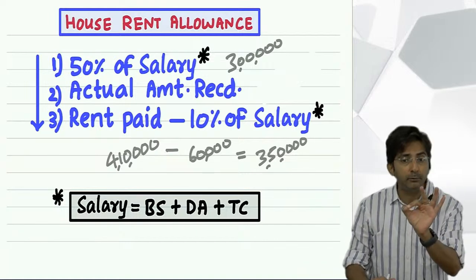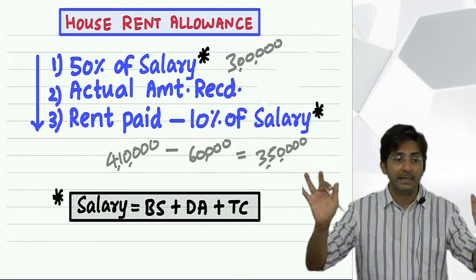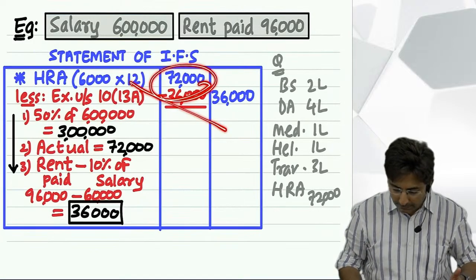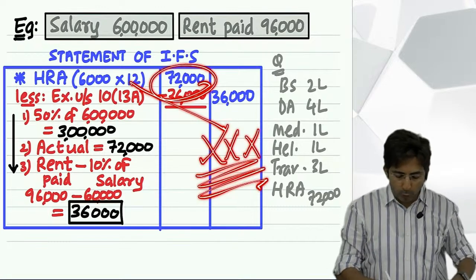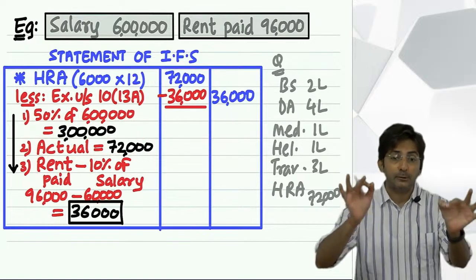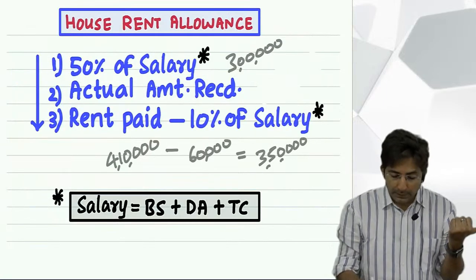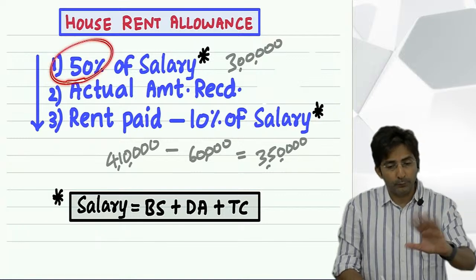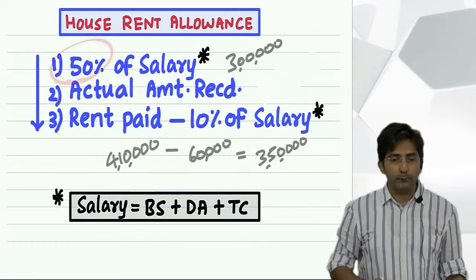So you have to check in the question that if he is not paying rent, then HRA is fully taxable. And fully taxable means what you will do? Directly write it in the outer column, fully taxable. Then there is no need to use this formula. This formula will be used only if he is actually paying rent. And depending upon where he pays the rent, you have to select 50% or 40%. If he is paying rent in a metro city, 50, otherwise 40%. Okay. So this was the formula for HRA.